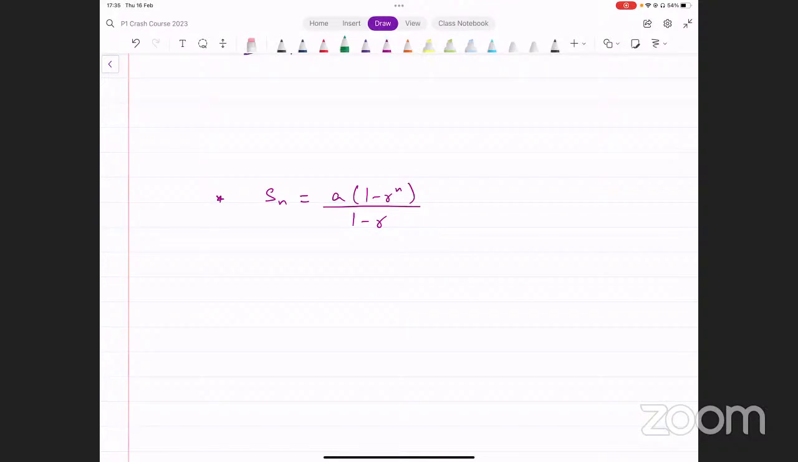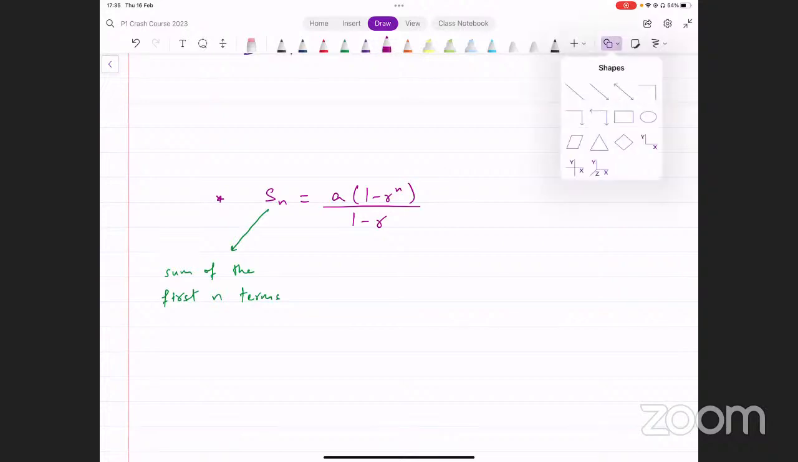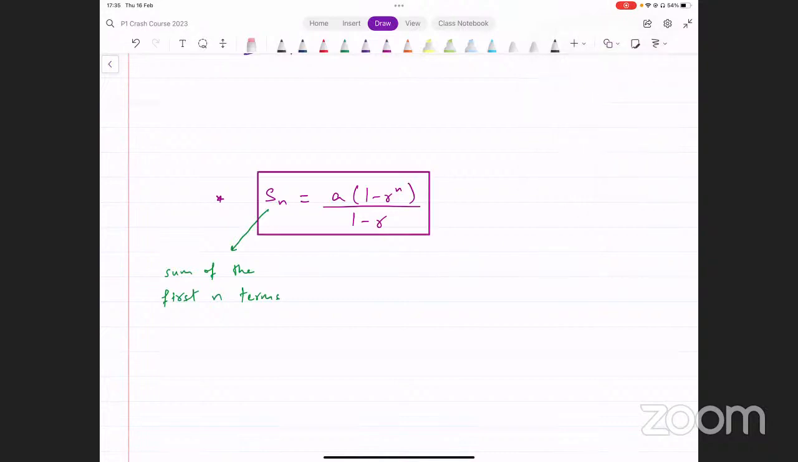Now, what does Sn stand for? It's the sum of the first n terms. All right. That's given by this formula, Sn equals A into 1 minus R raised to power n divided by 1 minus R. Now, let's take a couple of examples on this.